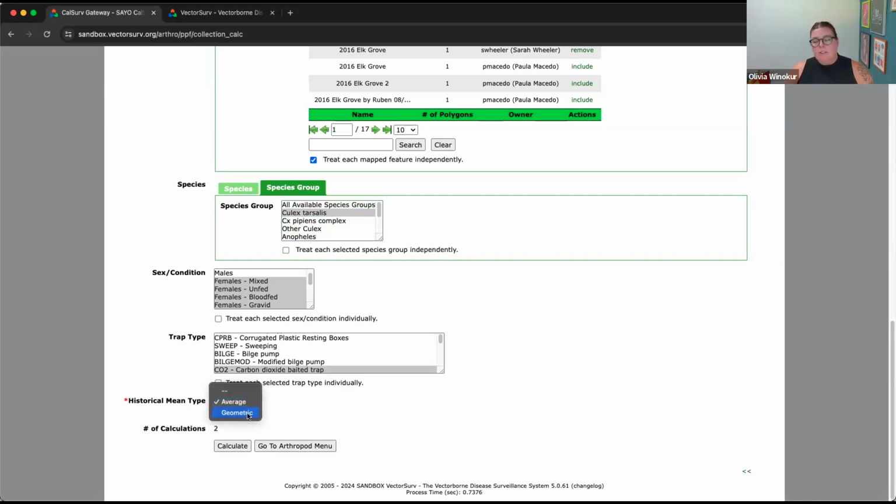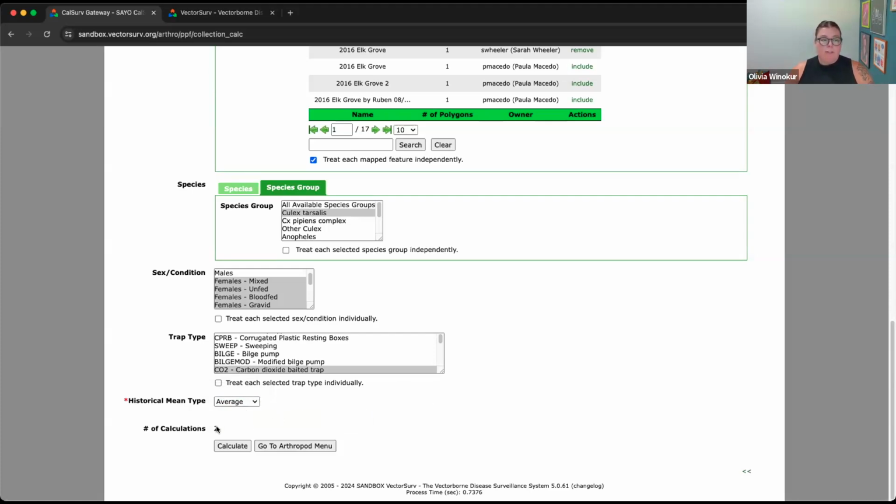The benefit of doing the geometric mean is that it limits the effect of any strong outliers. So say if one trap you collected had thousands of mosquitoes where all the others that you collect usually have 100, it's not going to let that one wild outlier really throw off your mean. But again, you can use what works best for your agency.